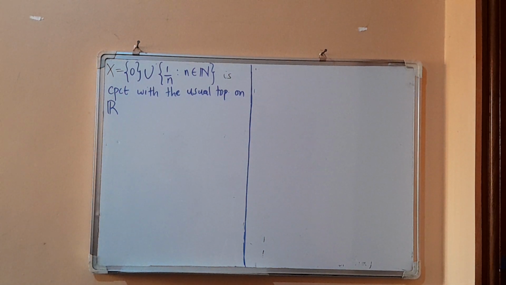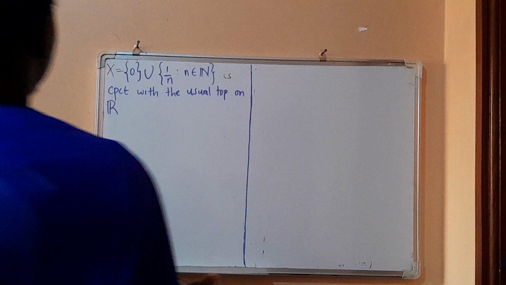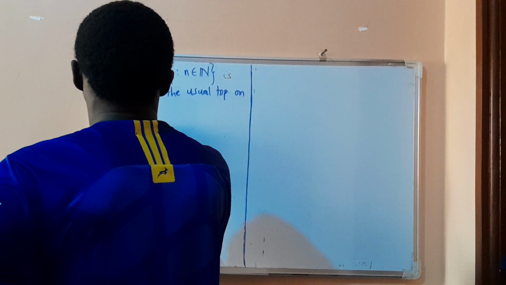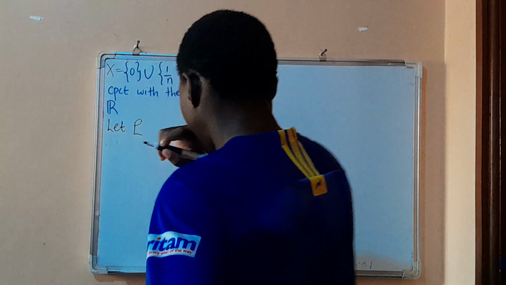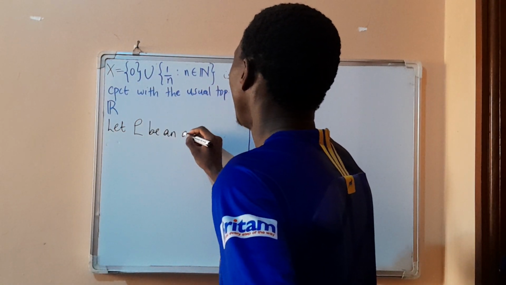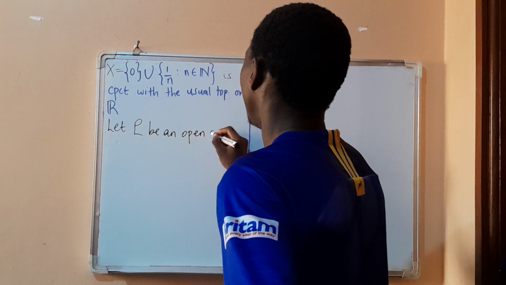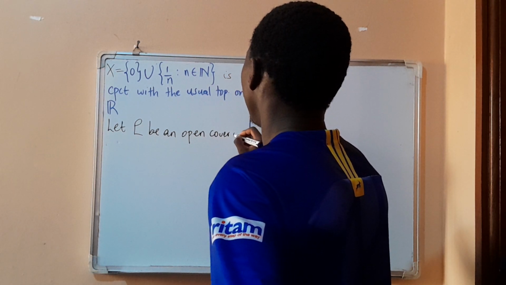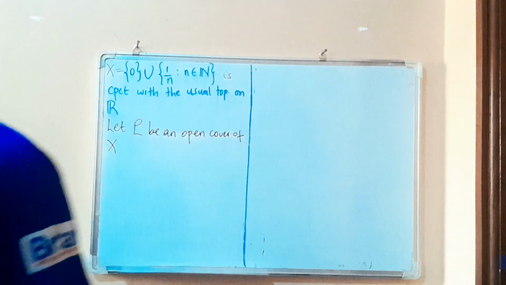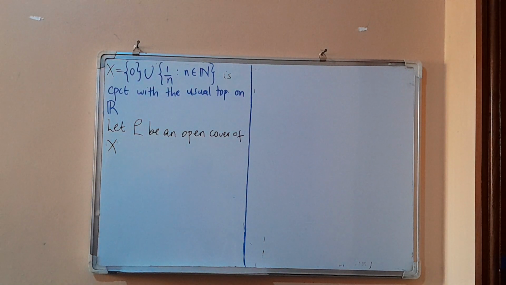The set X defined in that way is compact. We want to show that this set is compact. So we are going to let this be an open cover of X.